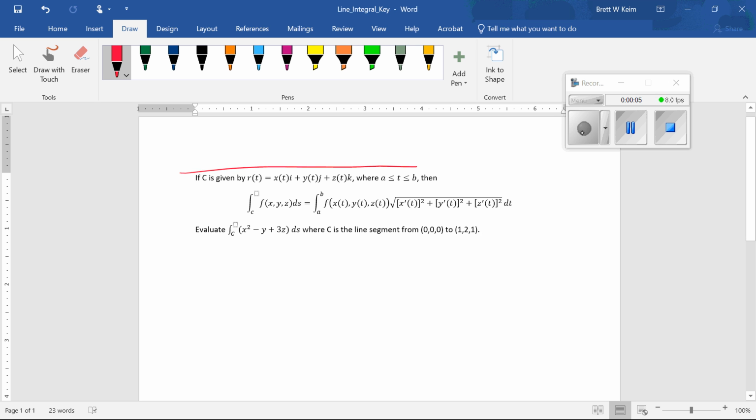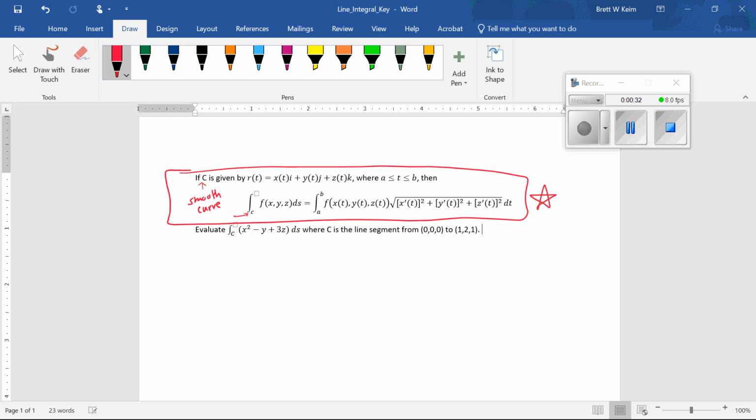We are doing line integrals, and specifically I just boxed the definition of how to perform a line integral. This is how you perform a line integral over a continuous region, which contains a smooth curve. Of course, the smooth curve is this C here. This is a smooth curve.